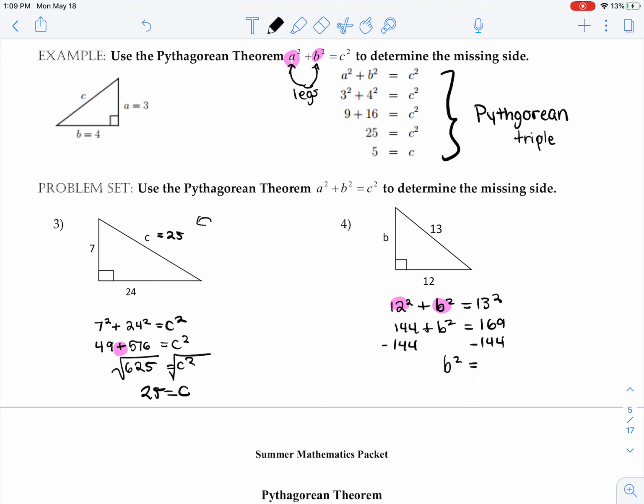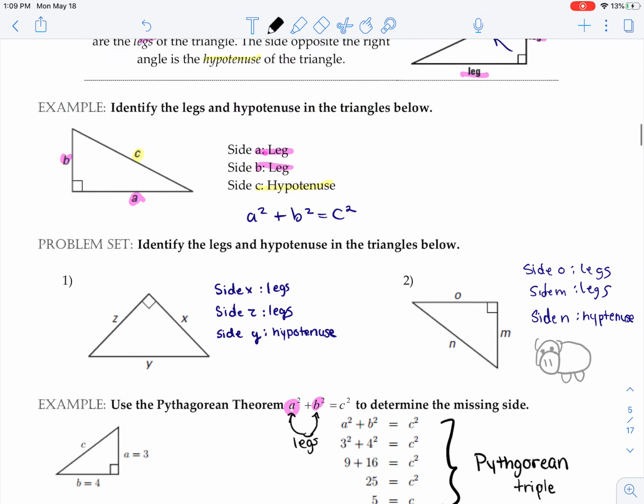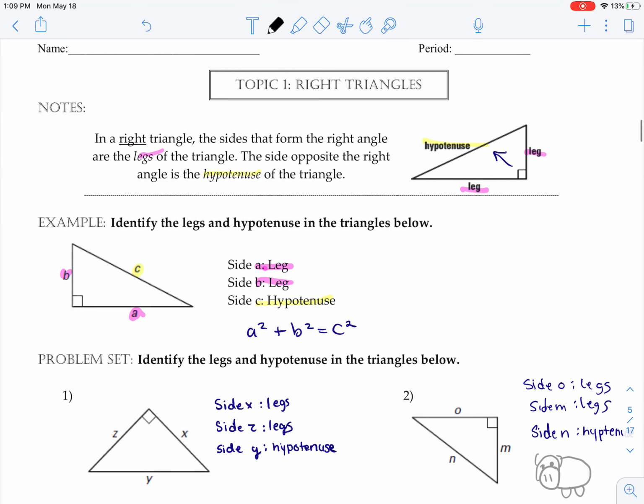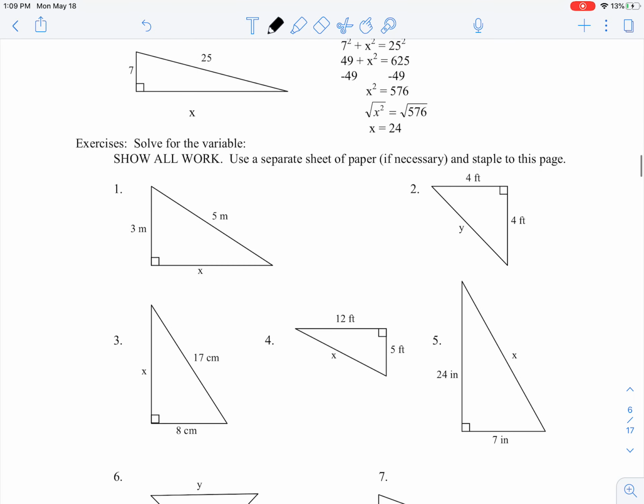So b squared equals 9 minus 4 is 5, 6 minus 4 is 2, and 1 minus 1 is 0. So b squared equals 25, and y'all already know what b equals. It equals 5. So just some light review on right triangles. Great job. Sure it was easy for you. Probably didn't need my help there.